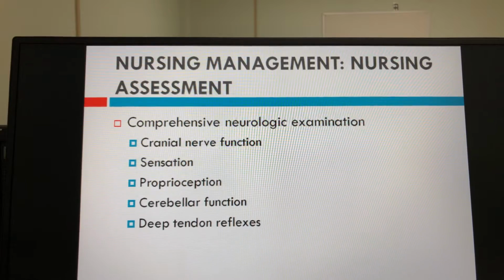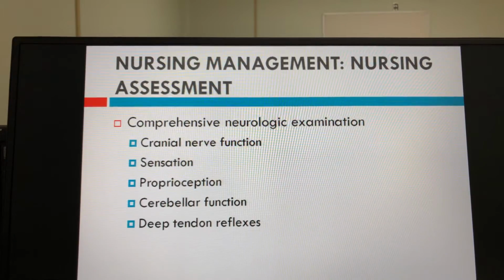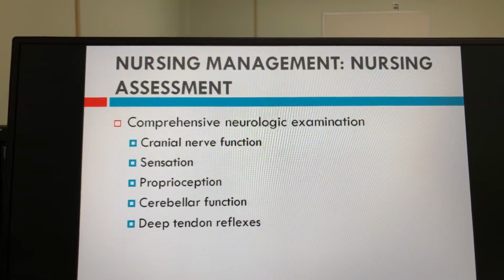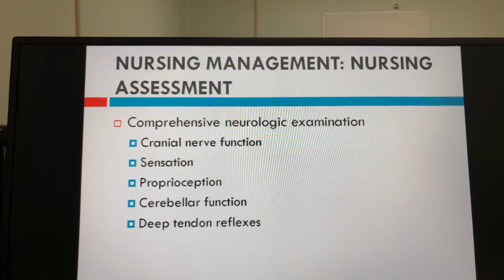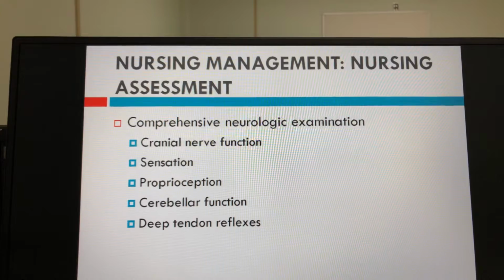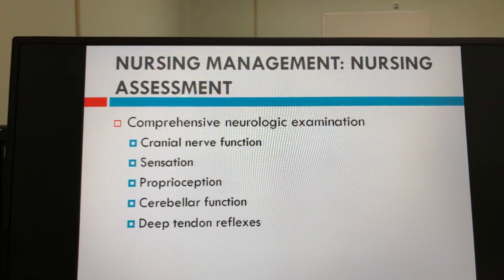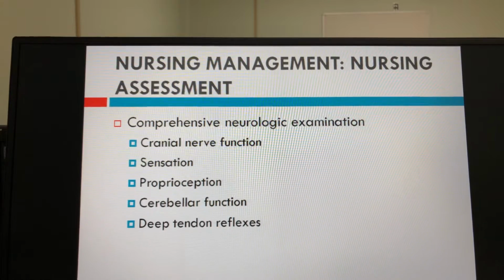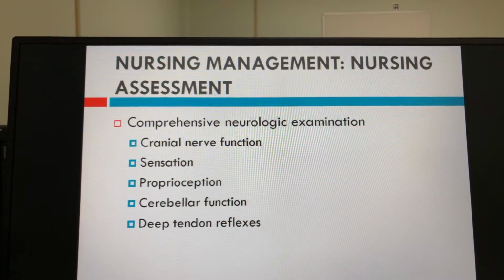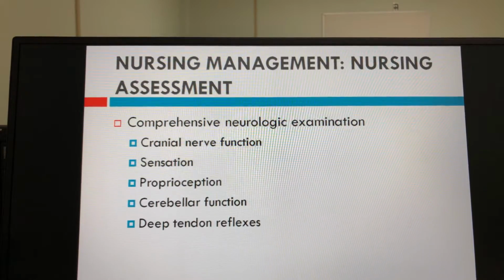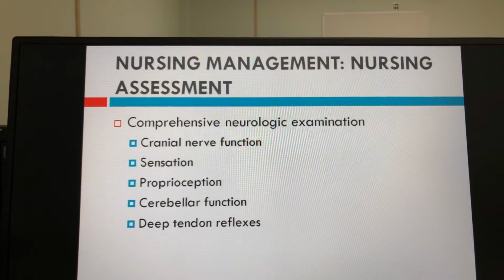We want to look at sensation, proprioception, cerebellar function, and deep tendon reflexes. So clear documentation of initial and ongoing neurologic examinations is essential, and it is very important that we note changes in the patient's status.